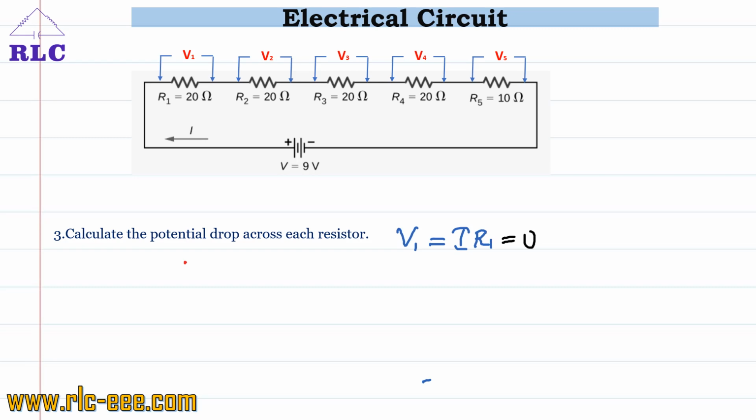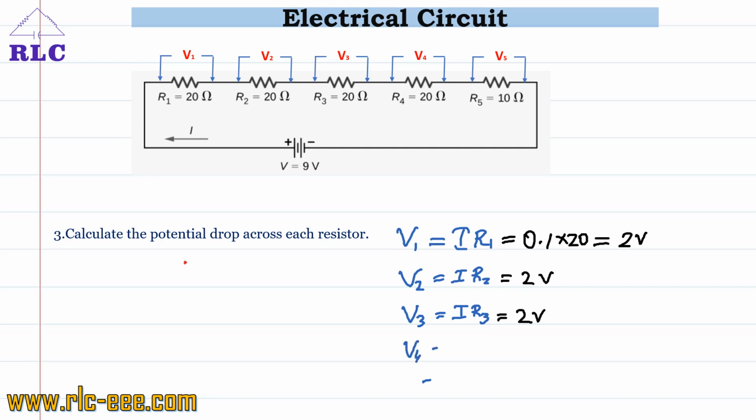Substitute the values. I, we got it as 0.1. Then what is the R1 value? It is 20. So how much will you get? You will get 2 volts. Similarly, find V2. V2 is equal to I into R2. It is 2 volts. V3 is equal to I into R3. How much will you get? 0.1 into 20. Since 20 ohms is common, we can write it as 2 volts. V4 is also 2 volts.